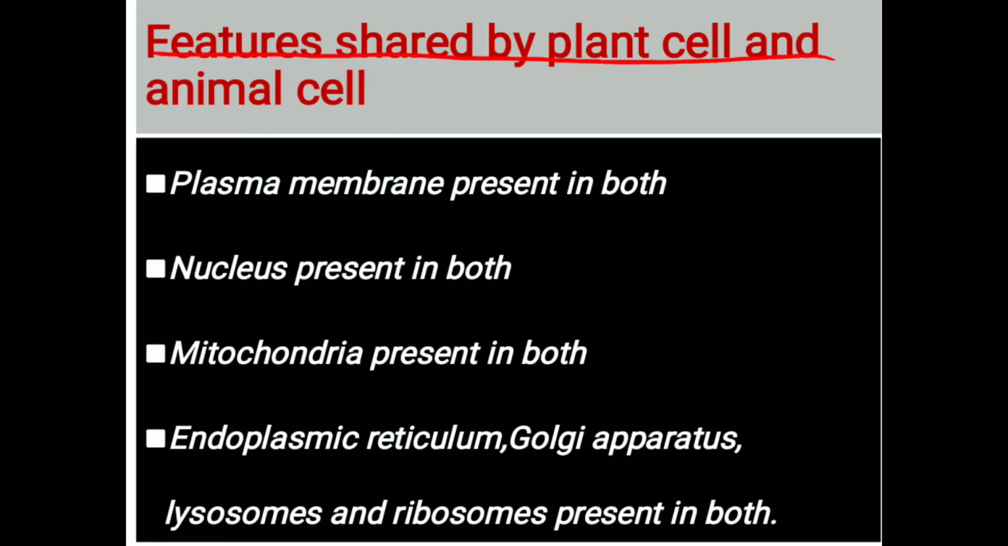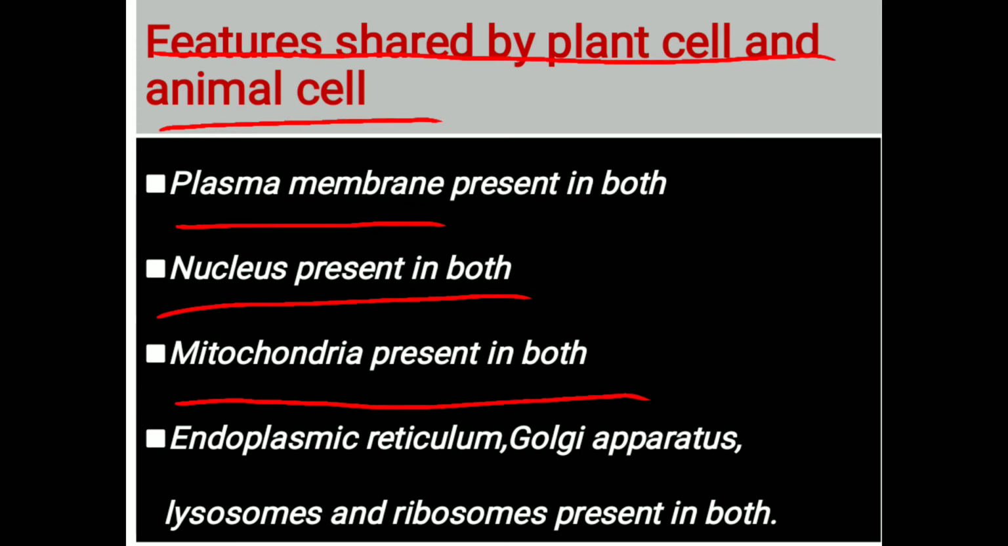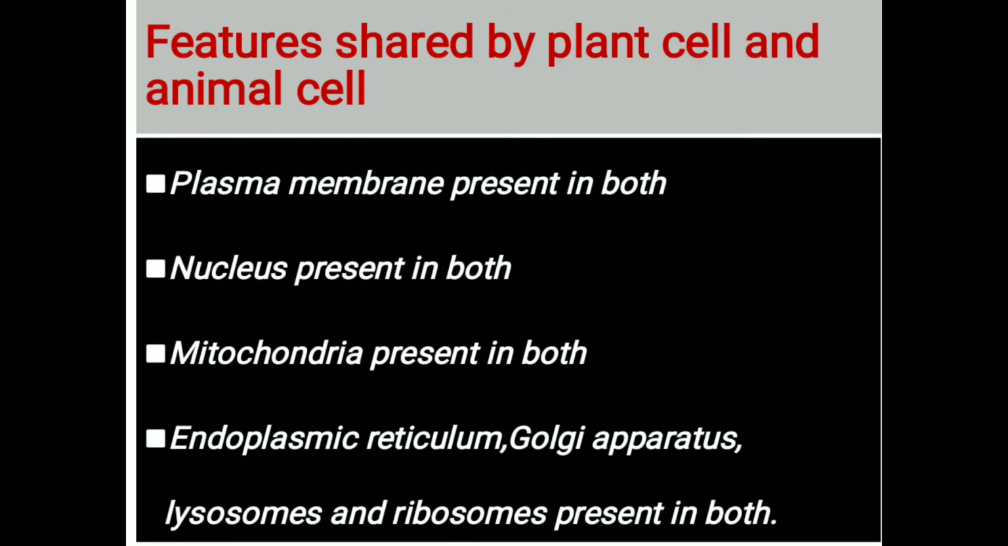Features shared by plant and animal cell. Both cells have a plasma membrane. Nucleus is also present in both. Mitochondria is also present in both. Endoplasmic reticulum, Golgi complex, lysosomes and ribosomes are present in both. Now, let us explain these features with the help of a diagram.